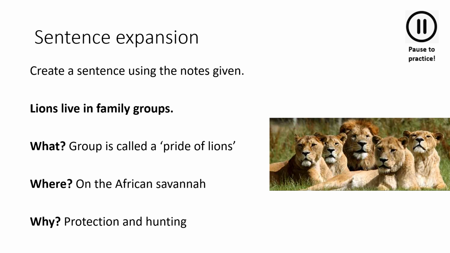What? A group of lions is called a pride of lions. Where do they live? On the African savannah. Why? They live there for protection and hunting. Pause the video here to write a sentence about lions using all three of the answers to these questions.